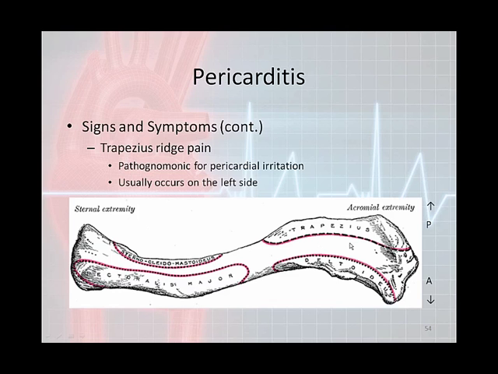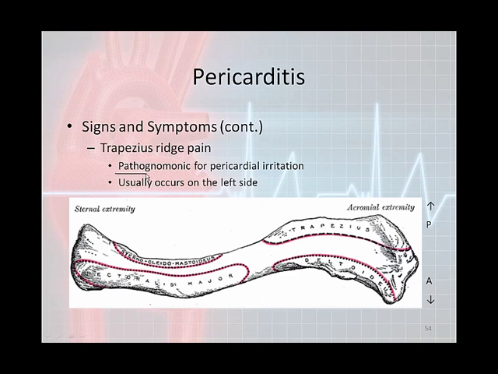One of the very common signs and symptoms in a person with pericarditis is kind of difficult to determine. Most books just say that there is a left shoulder pain. In this case, though, I want to explain exactly what the shoulder pain is. It's actually something called a trapezius ridge pain. Now, this is pathognomonic for pericarditis.